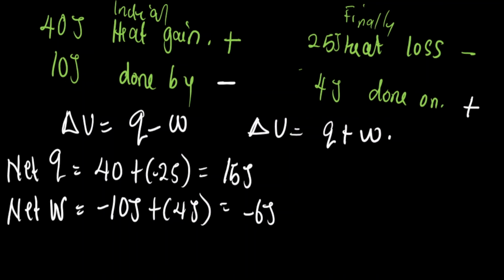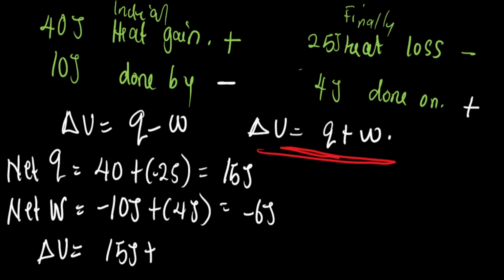Now, of course, as I stated earlier, since we have changed our sign convention, we'll now be working with this. Working with that, we would have that the change in the internal energy would be equal to 15 joules plus negative 6 joules. And of course, this would give us 15 minus 6, which would be equal to 9 joules. So basically, we have 9 joules of change in internal energy.